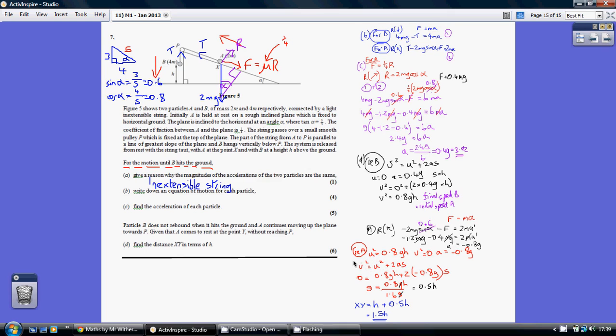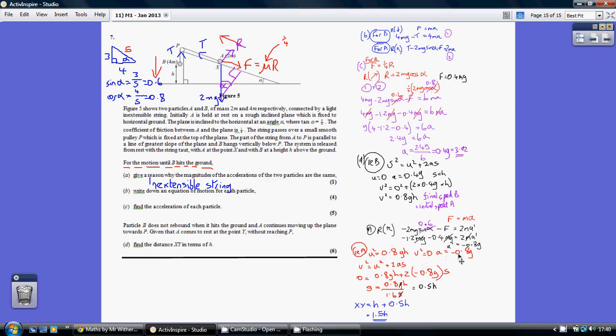Now the initial speed of A is going to be the final speed of B. When I say the initial speed, I mean the initial speed for the second part of the journey. So once B has hit the floor, what is that initial speed as A carries on going up the slope once B has hit the floor? So the initial speed of A for the second part of the journey is going to be the final speed of B. So we work out the final speed of B using SUVAT, and we get v squared equals 0.8 gh. So this is going to be the initial speed for A. u squared is 0.8 gh. So that's the first thing.